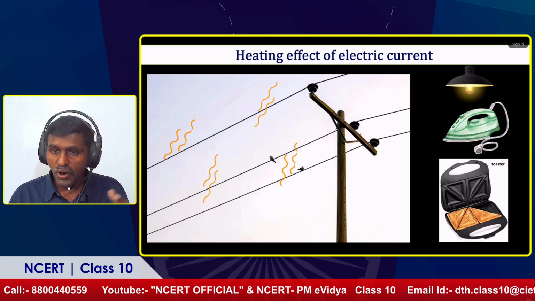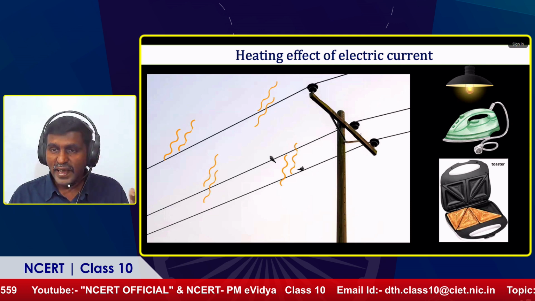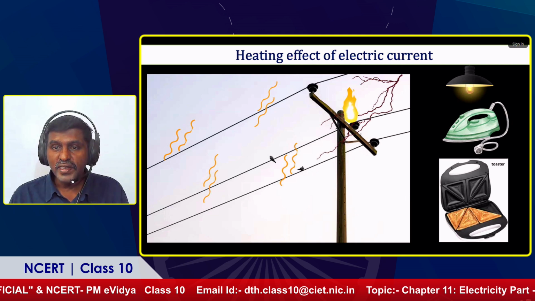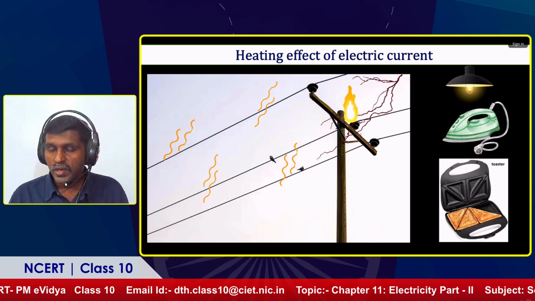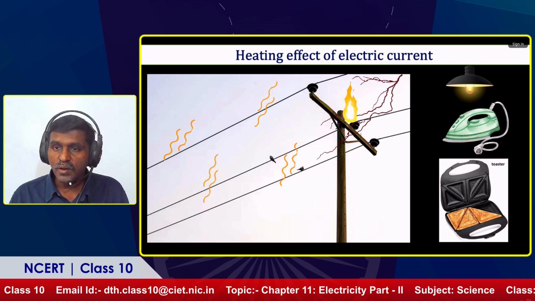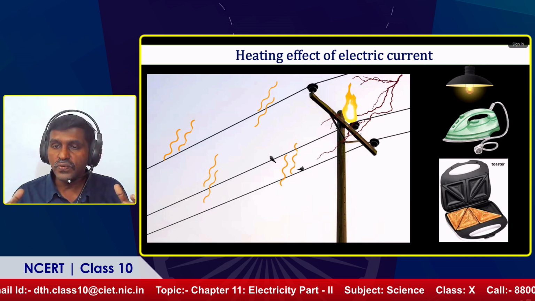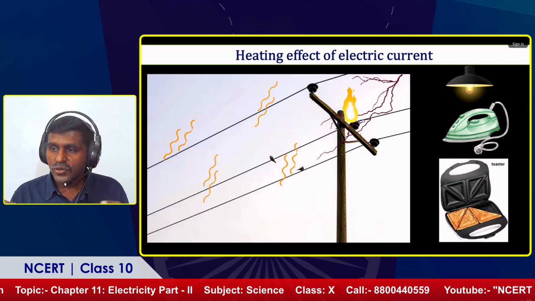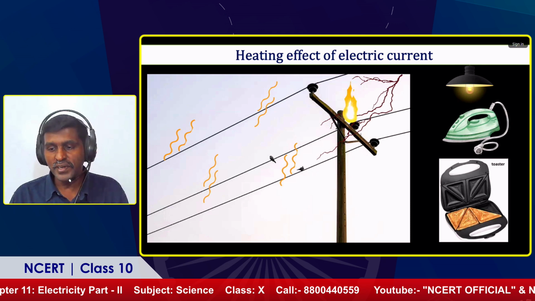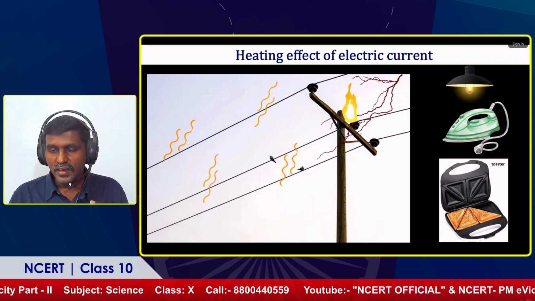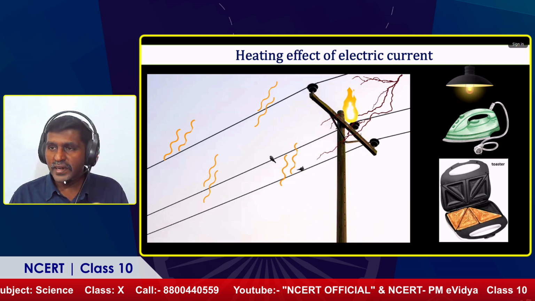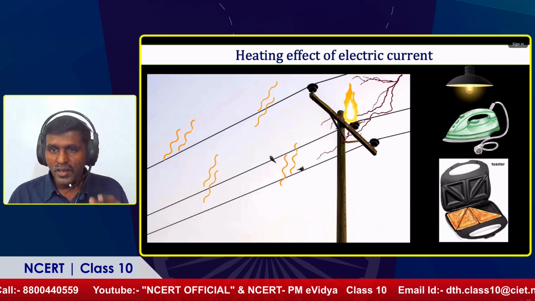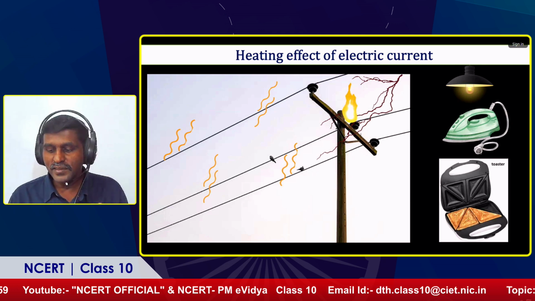If the heating effect is large, for example if lightning comes, it will produce heat and burn the whole thing. If the heat produced when current flows is very large, then there is a loss. But if it is controlled, we can use it in different ways. In our daily life, this effect of electric current is used in many ways. But you have to know how this heat is produced.